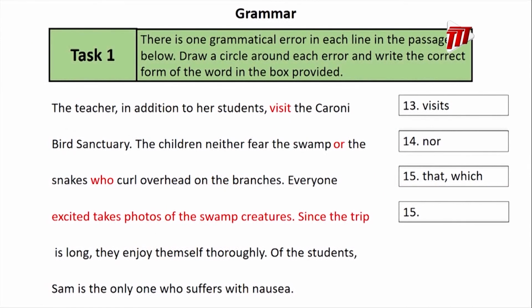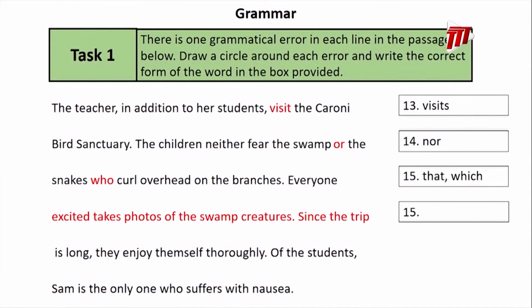Congratulations again. You're really understanding what's happening here, and I hope that you continue to do so as we continue to do sections with you. So let's continue with the lines. Everyone excited takes photos of the swamp creatures. What's wrong there? Where is the grammar error there?